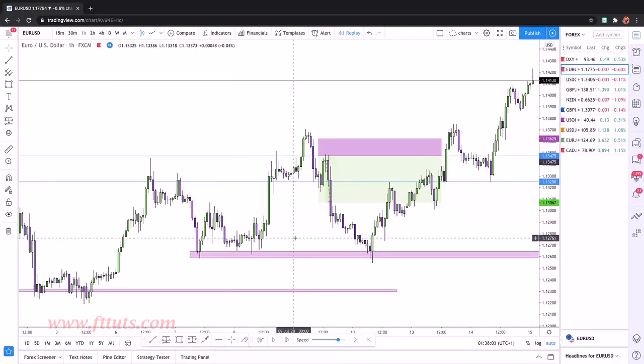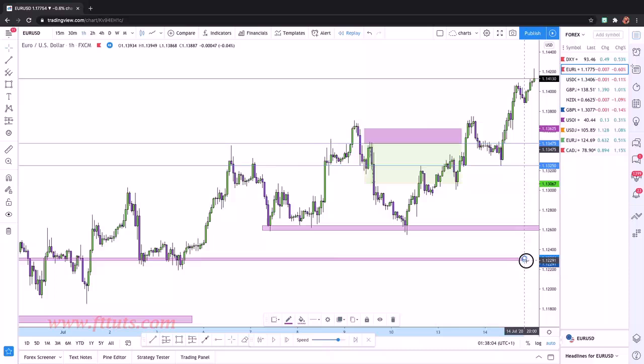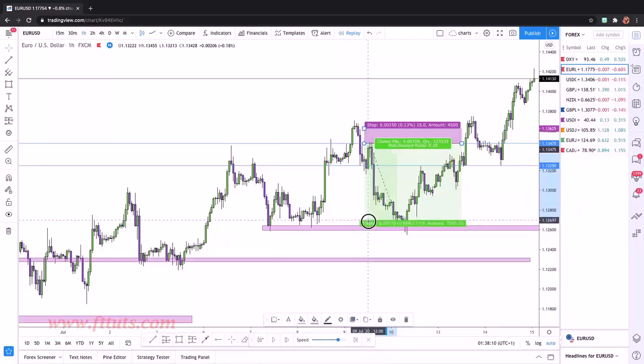And then structure. So we have our low here, right? And then we have the low where it could not break lower. So our first target would be here. So again, that's a 1 to 5.